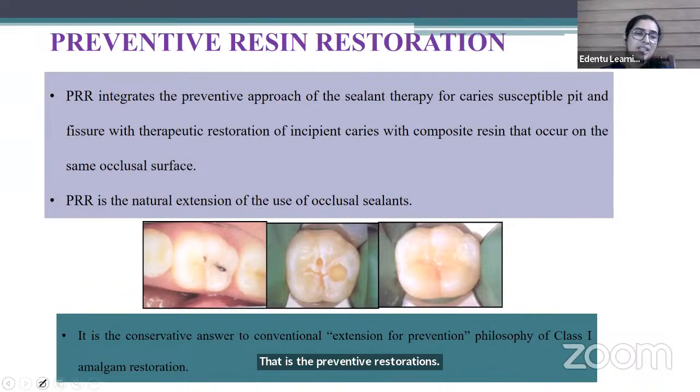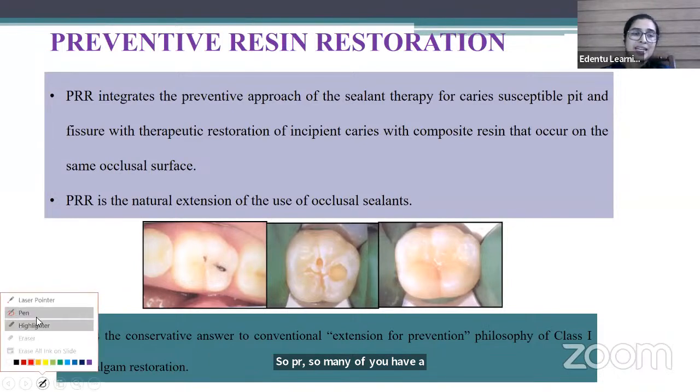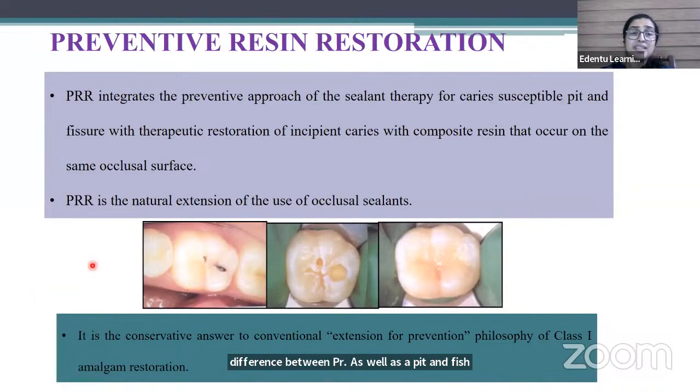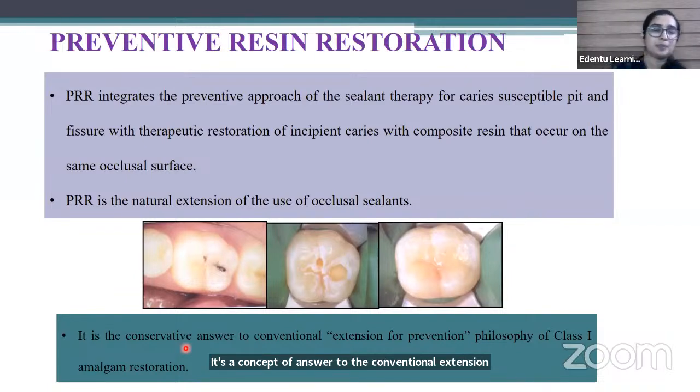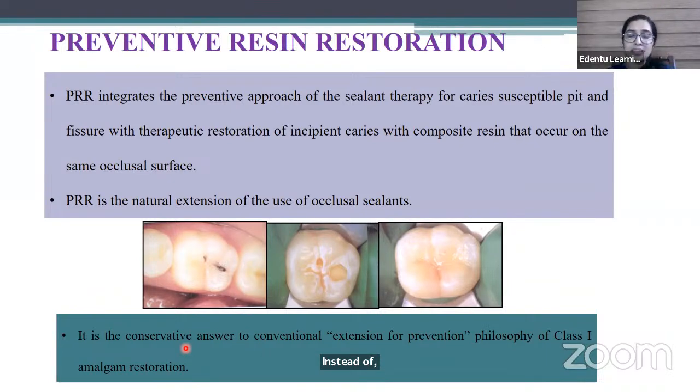So many of you have a doubt regarding what is the difference between PRR as well as a pit and fissure sealant. So basically, you can say that the preventive resin restorations are a natural extension of whatever we just learned now, that is the pit and fissure or the occlusal sealants. It's a conservative answer to the conventional extension for prevention philosophy. So earlier, if we wanted to control the caries progression, we would go with the extension for prevention. But now we have different minimally invasive techniques which follow the rule of prevention of extension.